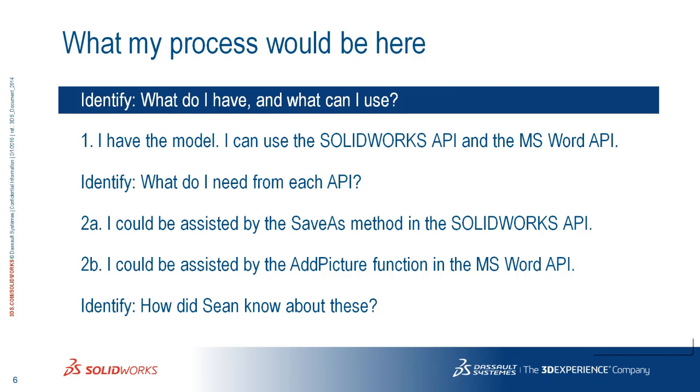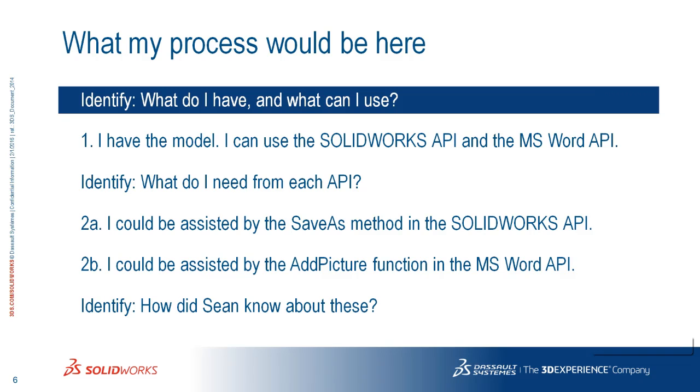Now, at a SOLIDWORKS level, how many of you know that you can save pictures out of SOLIDWORKS? You can do file, save as, save as a PNG, save as JPEG, Illustrator document, Photoshop document, TIFFs, tons of stuff. So those are things I know I can do. And then you can be assisted through the Microsoft Word API by the add picture function, which is again exposed for our leveraging by the Microsoft developers to the developers of Word.